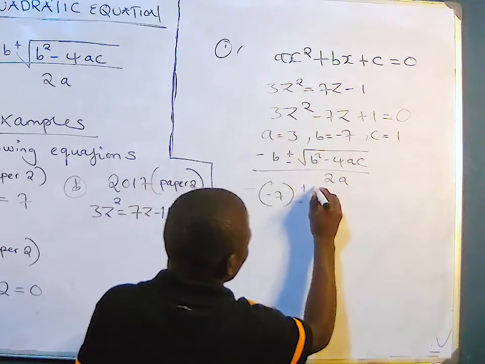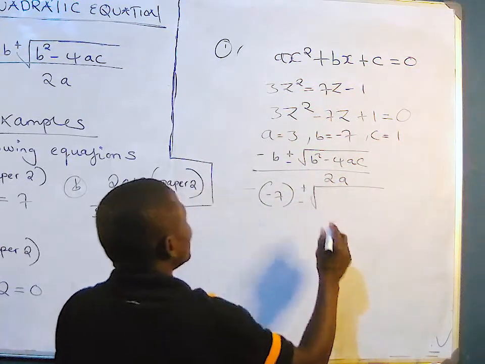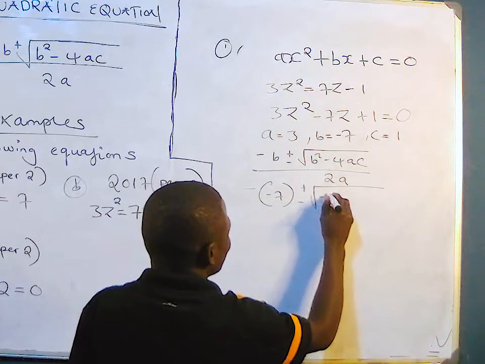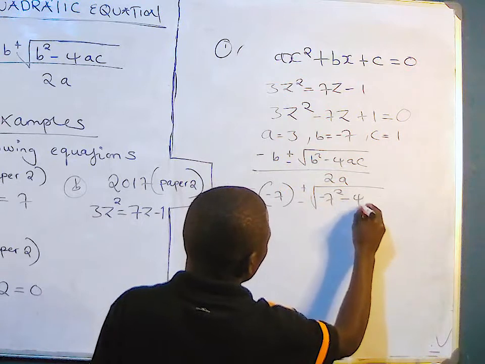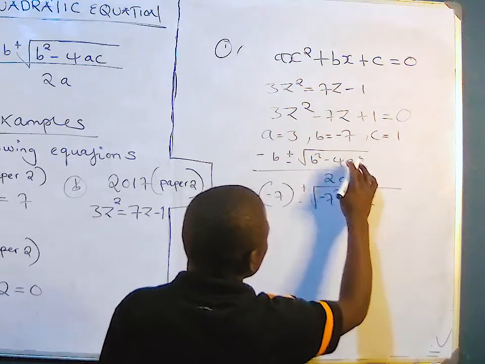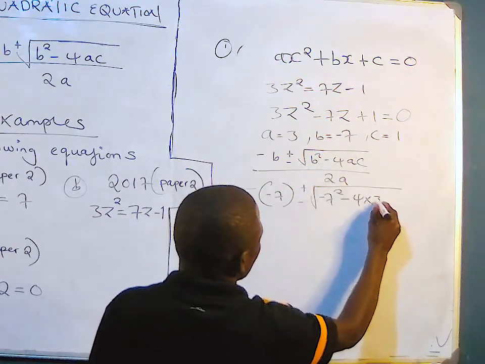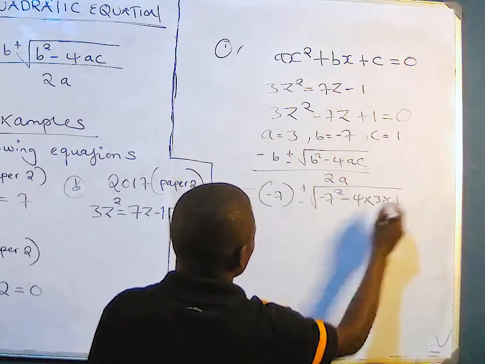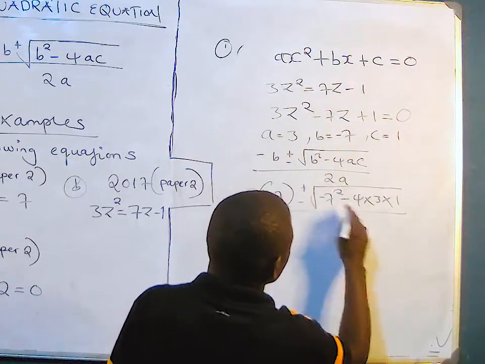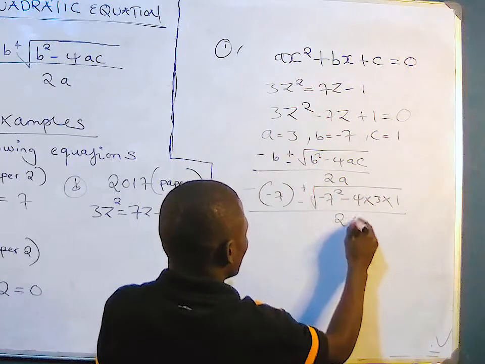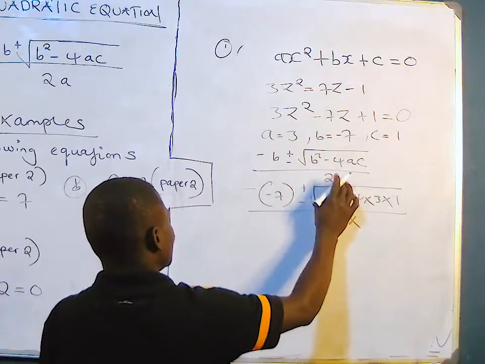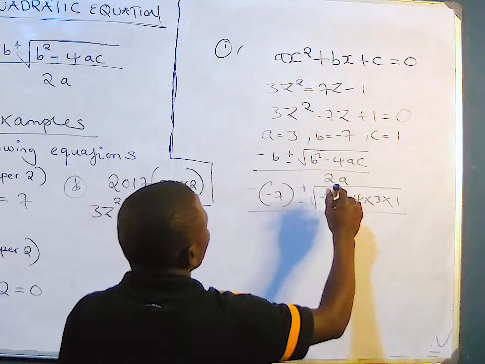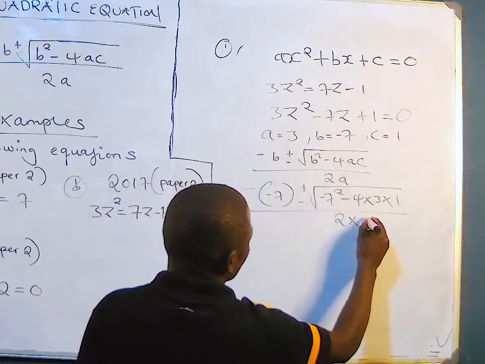So negative b again, negative 7, squared, minus 4 times, what is our a? Our a is 3. What is our c? It is 1. Over 2, we multiply by, what is our a? Our a is 3.